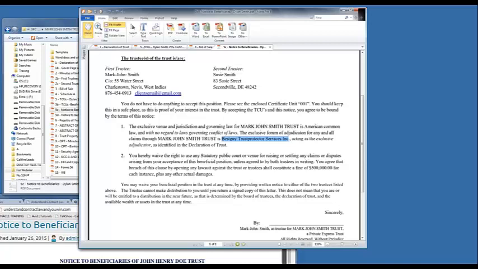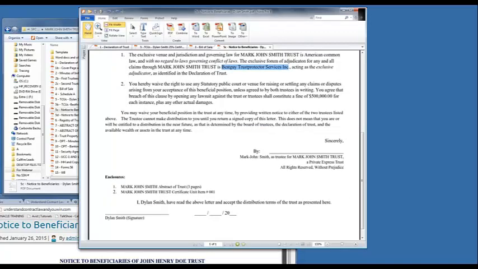You agree that breach of this clause by opening any lawsuit against the trust or trustees shall constitute a fine of $500,000 for each instance, plus any other actual damages. And here we go. Here's the bottom line. You may waive your beneficial position in the trust at any time by providing written notice to either of the two trustees listed above. The trustee cannot make distribution to you until you return a signed copy of this letter, which is down below here.